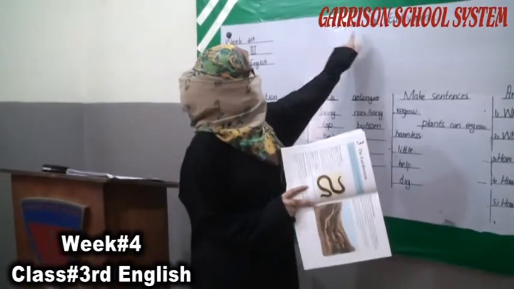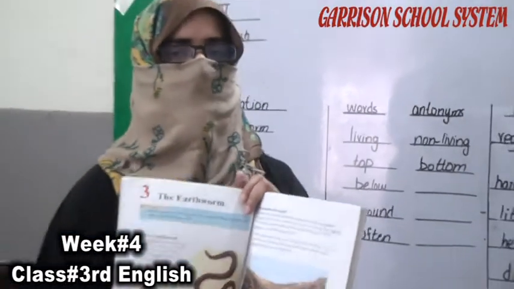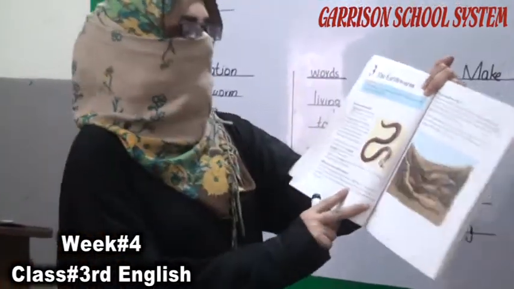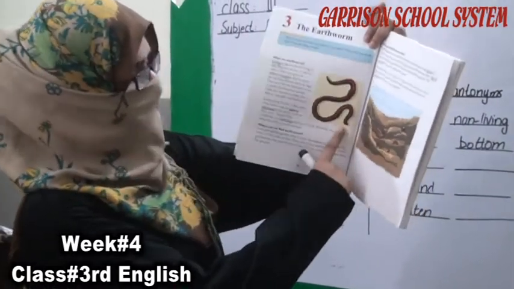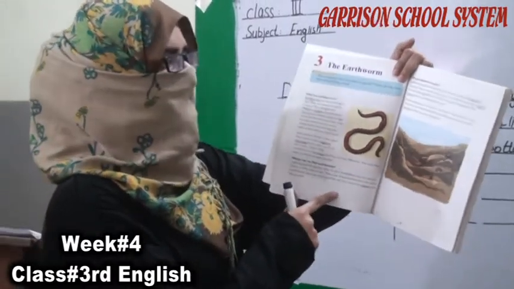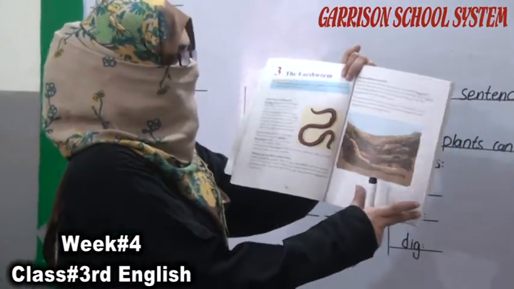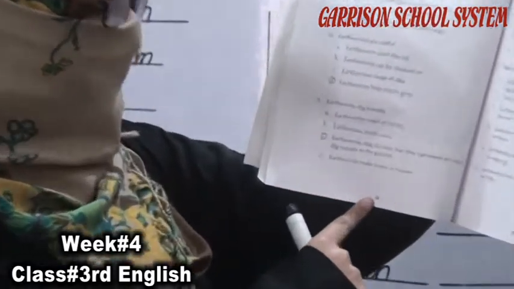This chapter is about the earthworm. Do you have any concept about the earthworm? Earthworm is a type of animal which lives on the land. It is not a dangerous one. As you see, this is an earthworm. Now you can read this lesson. When you read this lesson, you can get a lot of information about the earthworm. Now come to the book, page number 34.